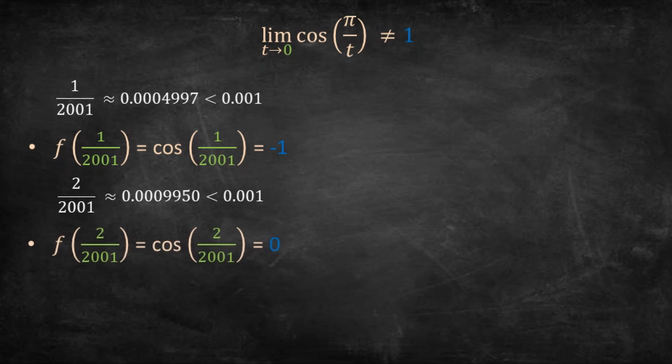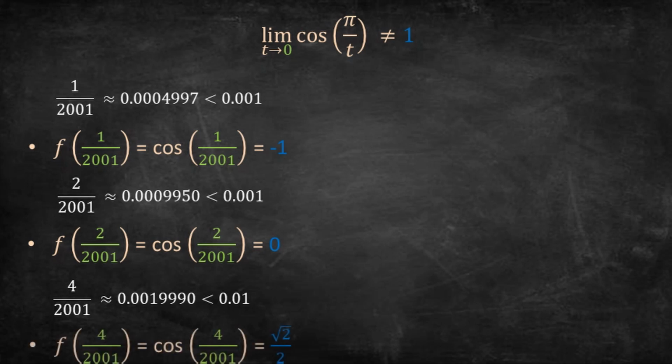Let's take another value for t, such as 4 over 2001. This is smaller than 0.01, also a table value, and the function value here turns out to be the square root of 2 over 2 and not 1.